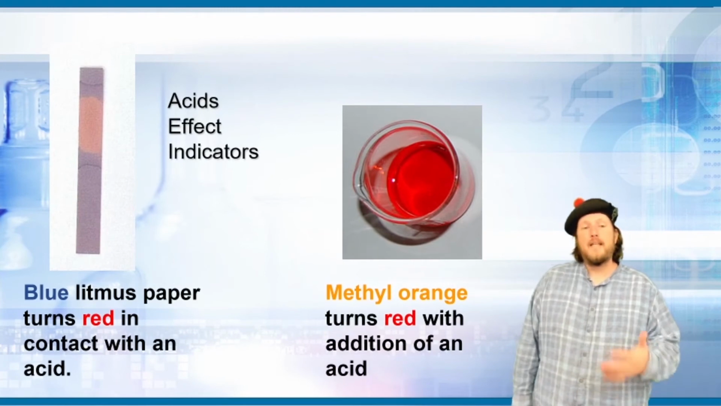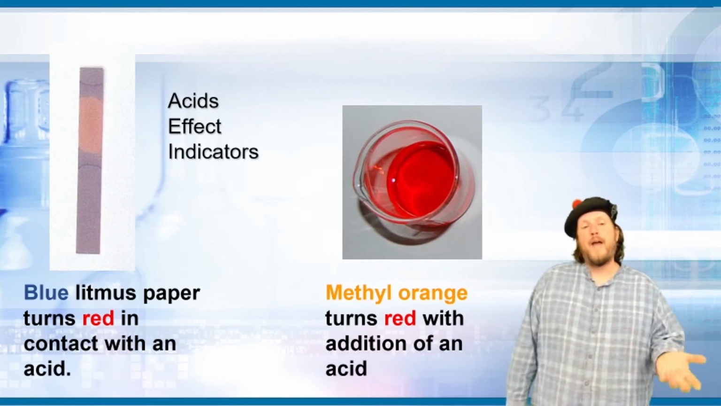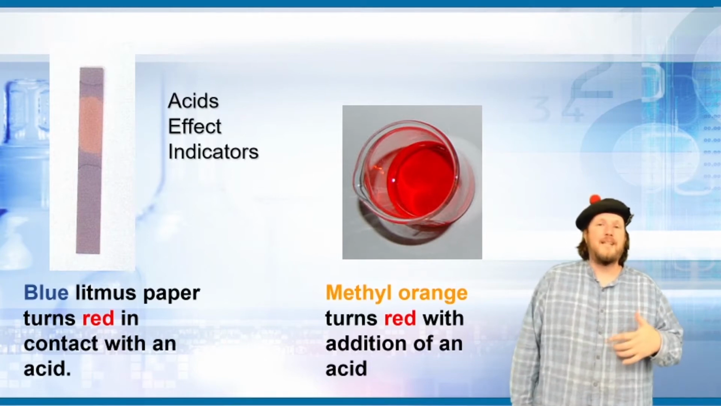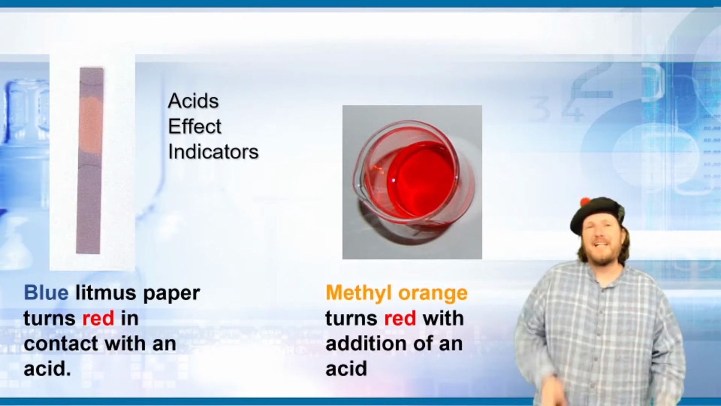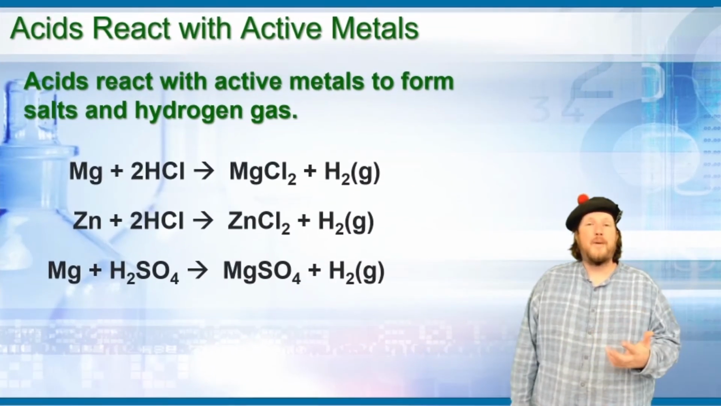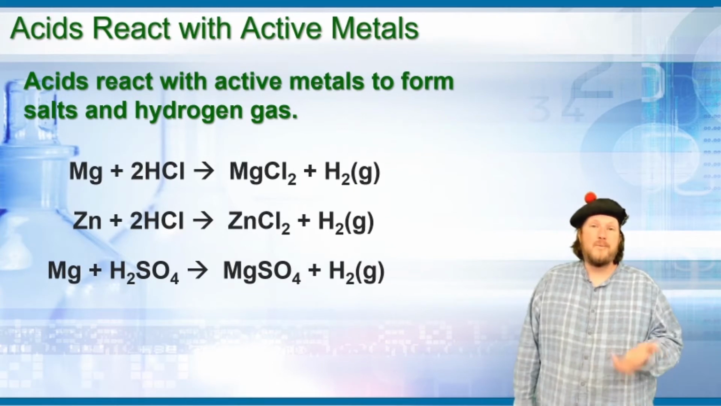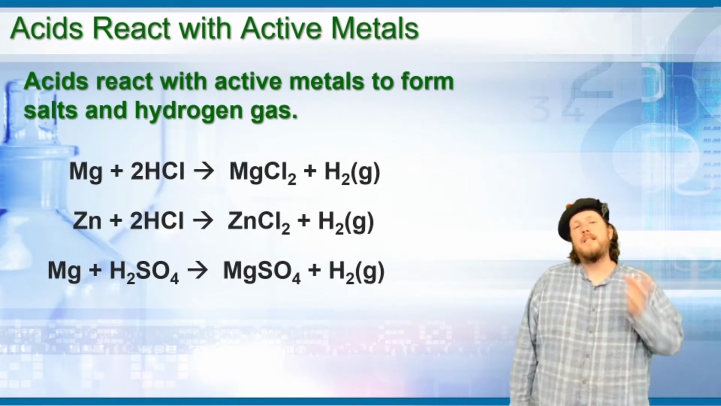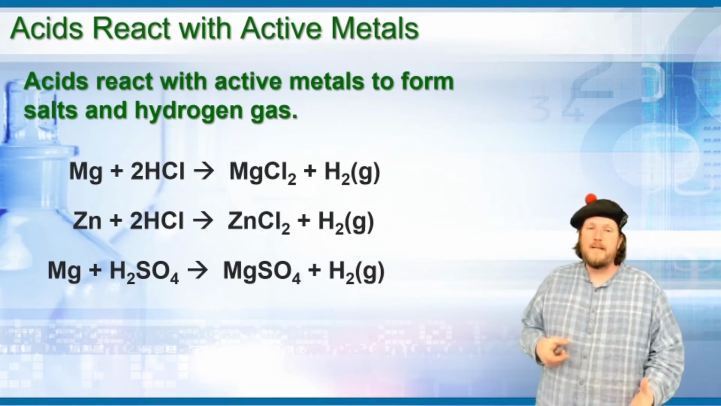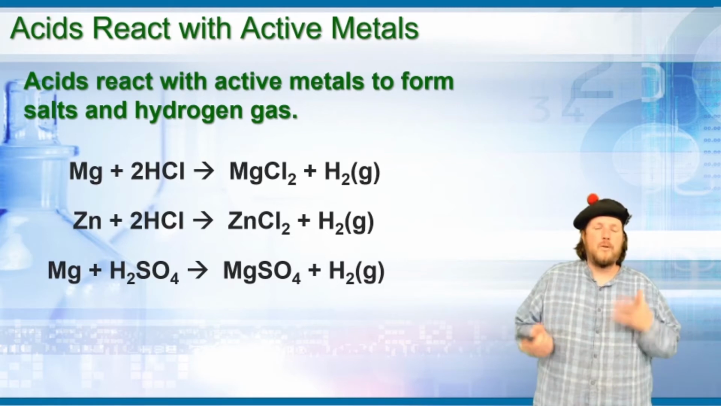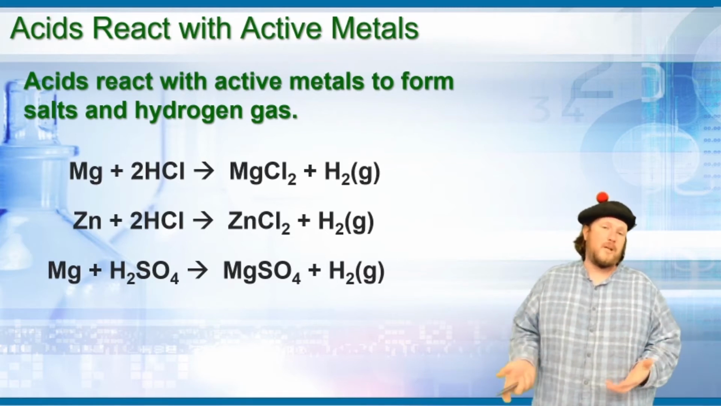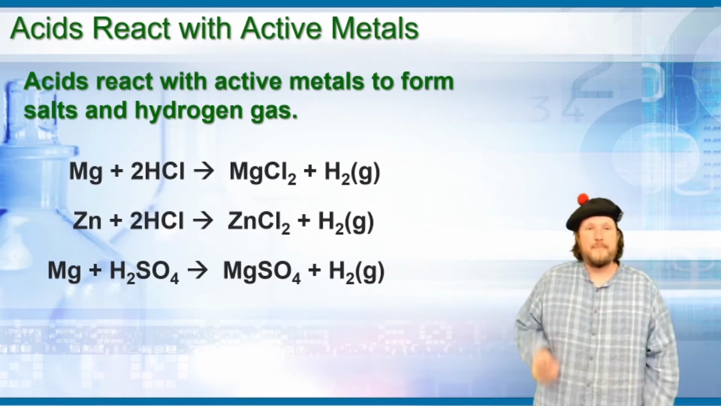Acids affect indicators. Blue litmus paper turns red in contact with an acid. Methyl orange turns red with the addition of an acid. Phenolphthalein goes clear. There are lots of different acid-base indicators. Acids react with active metals to form hydrogen gas. So magnesium will react with hydrochloric acid to form hydrogen gas, as will zinc, with any of these strong acids in particular. Weak acids will react with certain metals. Strong acids will react with more metals. And there are some metals that just aren't reactive.